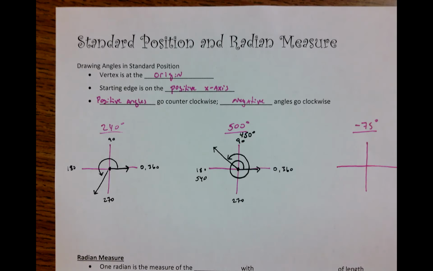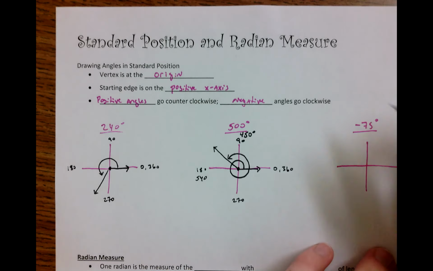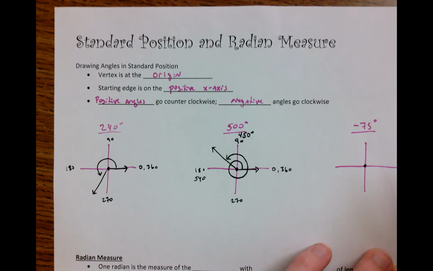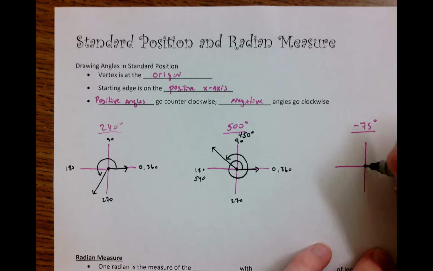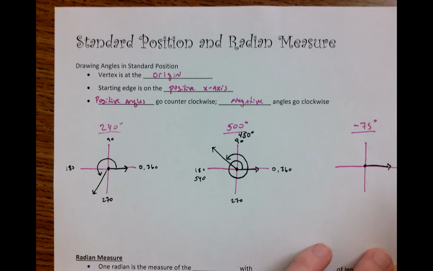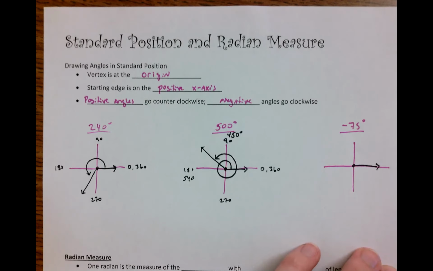All right, so here's my coordinate plane. We're going to do a negative 75 degree angle. So here's what's going to be the same. I'm still starting with my vertex at the origin. Okay, my starting side is still here. It's called the initial side. That's the technical word for it.